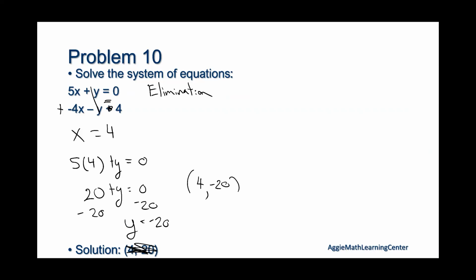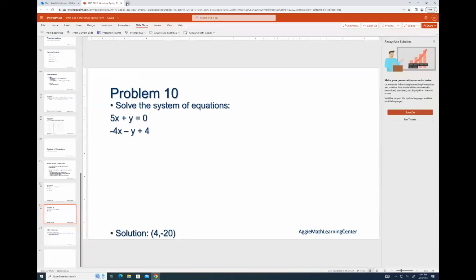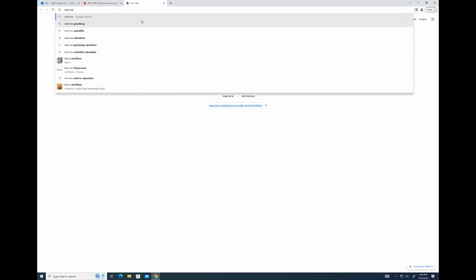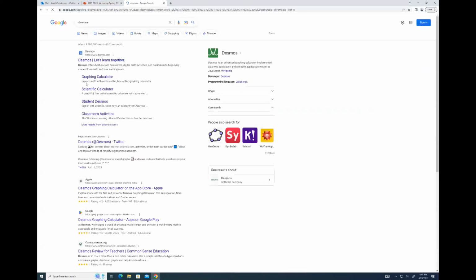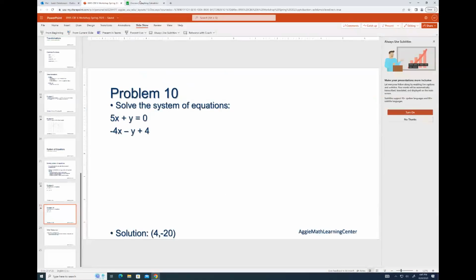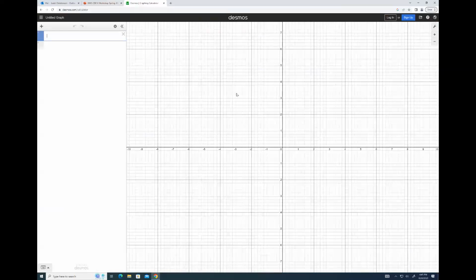And let's just go ahead real quick and use this example to kind of highlight the applications of Desmos. So if we go over quick to desmos.com, it's free to use. Graphing calculator is what we want. And let's just type in our equations here. So we have 5x plus y equals 0.